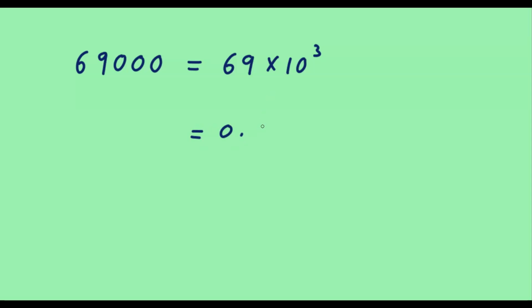For example, let us consider the number 69,000. Now we can write this number using the powers of 10 as 69 times 10 to the power of 3. We can also write this number using the powers of 10 as 0.69 times 10 to the power of 5. But neither of these expressions are written in scientific notation. This is because if we consider the values of a, then their absolute values are not in the correct range.